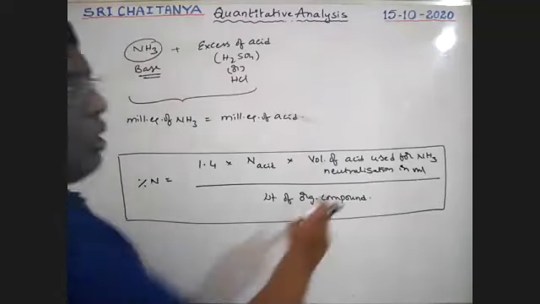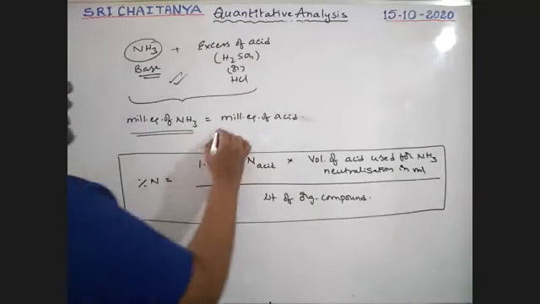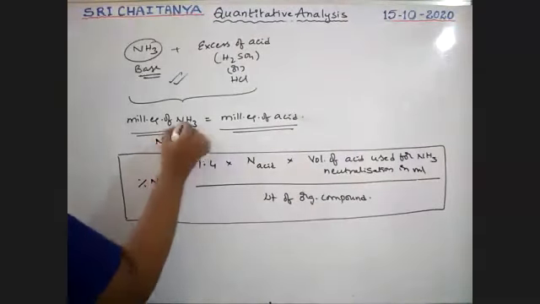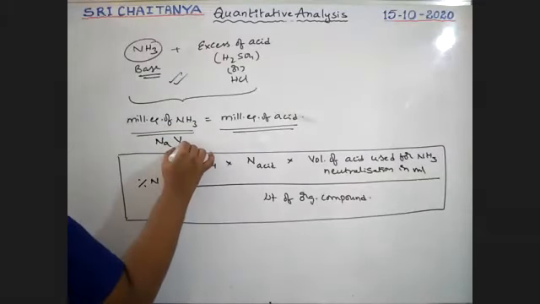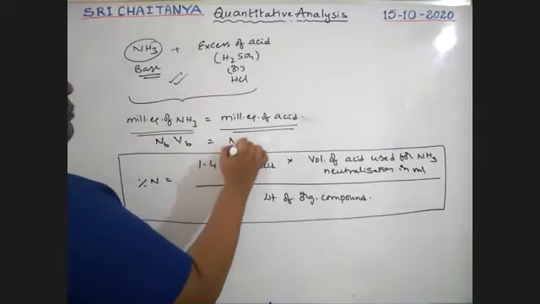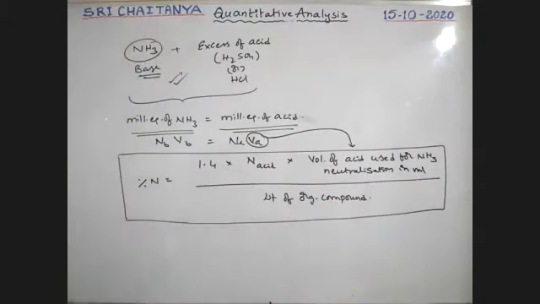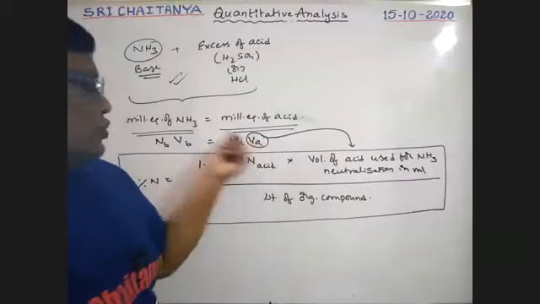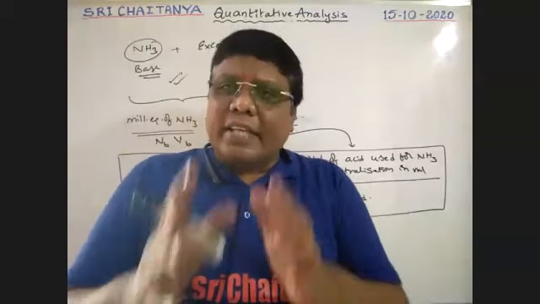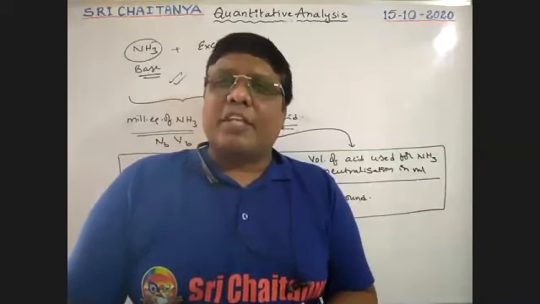Now I want to find out how much volume of acid is used for ammonia. This is the equation: milliequivalents of ammonia is equal to milliequivalents of acid. That means normality of base into volume of base is equal to normality of acid into volume of acid. This is the volume of acid used to neutralize this ammonia. But generally, in most cases, exact acid is not used. Please wait, I will give you an explanation with a problem, boys.